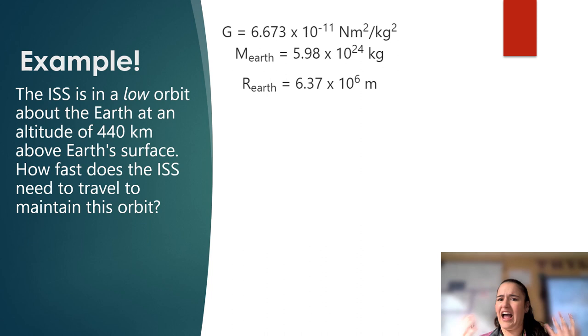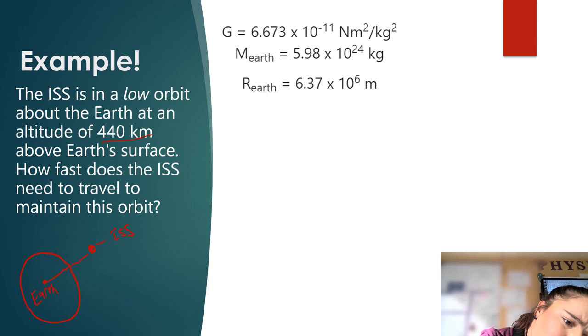Okay, let's make sense of what we're talking about first. We have Earth, and then we have the ISS. It's telling us that it orbits at an altitude, so I'll say A for altitude, I guess, or H for height of orbit. Yeah, I like H for height of orbit. Let's do that. And then this is the radius of the Earth.